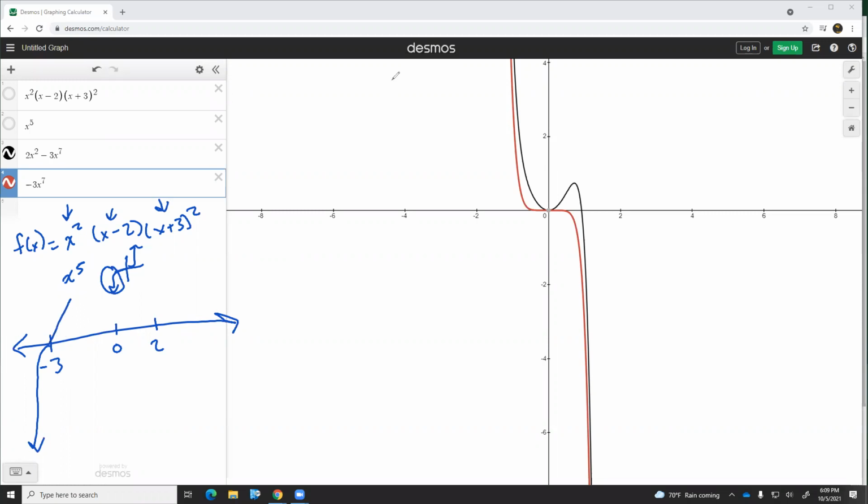Well, no, I'm not going to cross there. What should I do at negative 3? Should I cross or touch? Touch. So that means it's going to do something like this, right? Then what's it going to do at 0? Is it going to cross or is it going to touch? Touch, because it's multiplicity 2. That's okay. And now I'm going to do what? Cross. And notice the end behavior is matching.